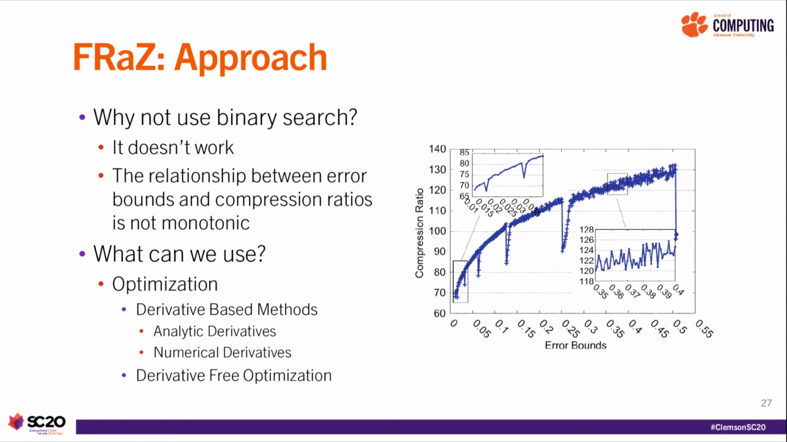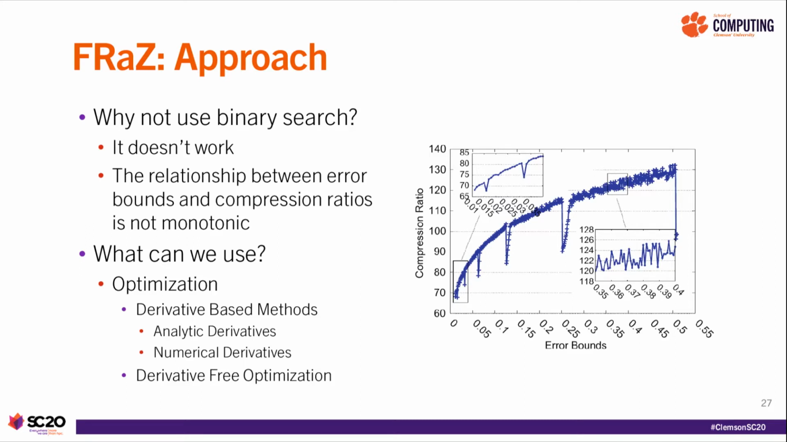The first thing we might ask is, why not just solve this problem with some bisection technique like binary search? And the short answer is that it doesn't work. The relationship between the error bounds of a compressor and the compression ratio that it can achieve are not always monotonic, as you can see from the figure on the right. This non-monotonicity enfeebles techniques like binary search. Now we must ask, what can we use?